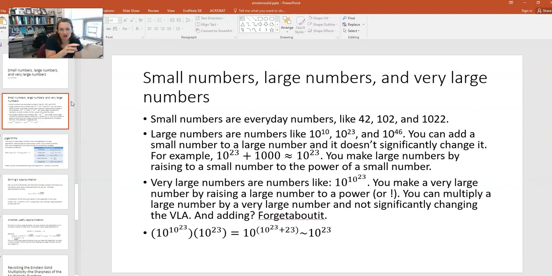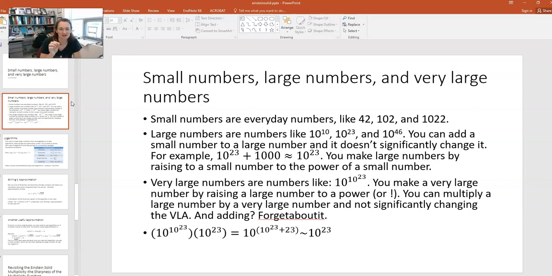So you make large numbers by raising a small number to the power of a small number, or maybe even doing the factorial of a small number. That's how you get them. Now, let's compare large numbers like 10 to the 23rd to very large numbers. Very large numbers would be 10 to the power of 10 to the 23rd. That's really big, right?